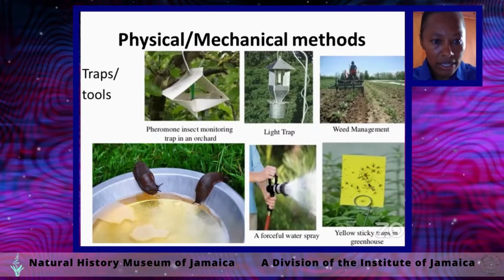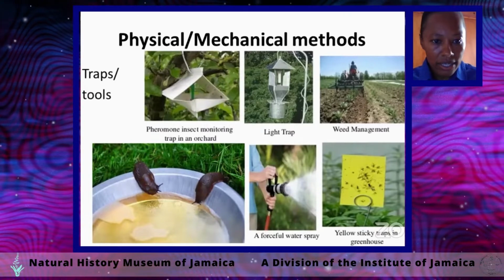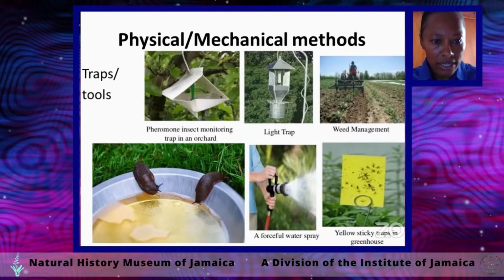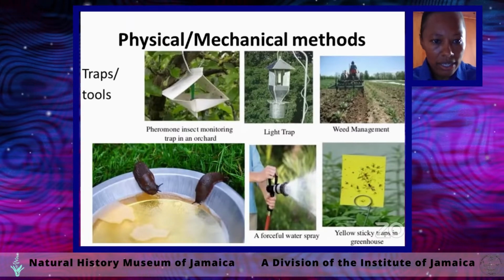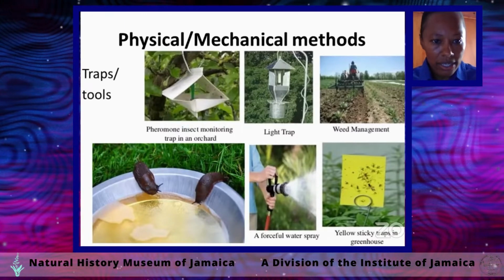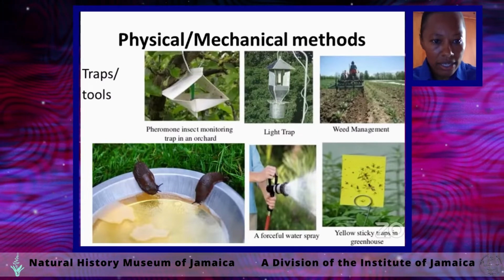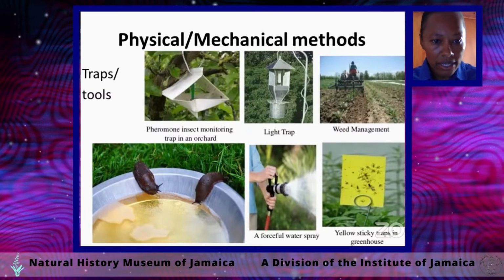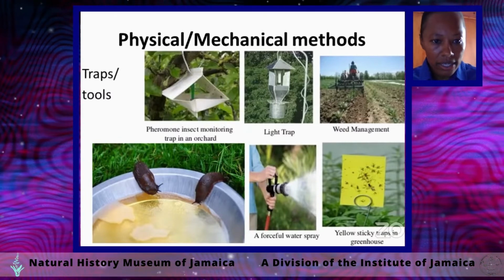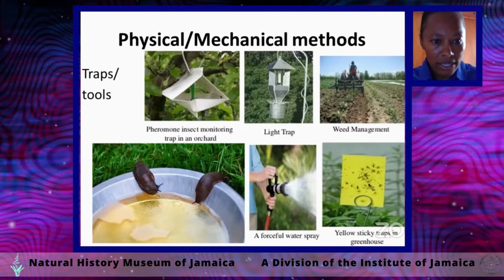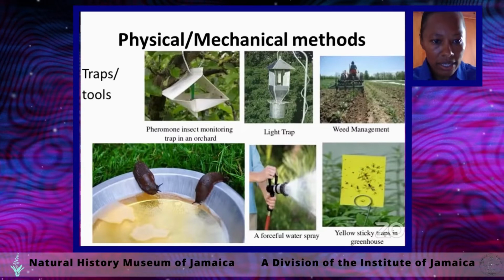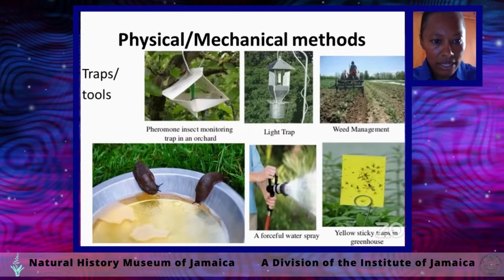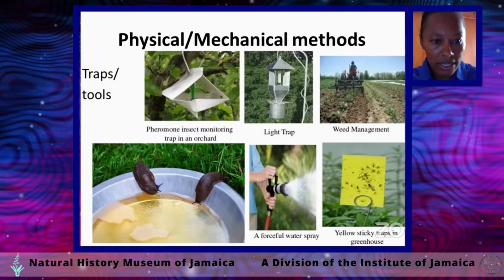The yellow sticky traps. Insects tend to follow certain colors, and we take this to our advantage because it can either be yellow or it can be blue, right? It can also be green, but yellow is most common, right? So it has, as its name suggests, a sticky surface, and they are attracted to the color. So when they come to it, they get stuck on the sticky surface.